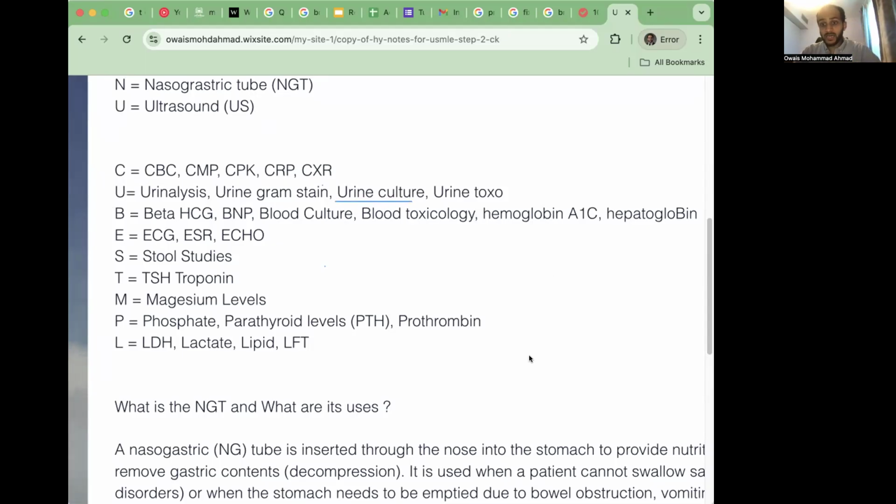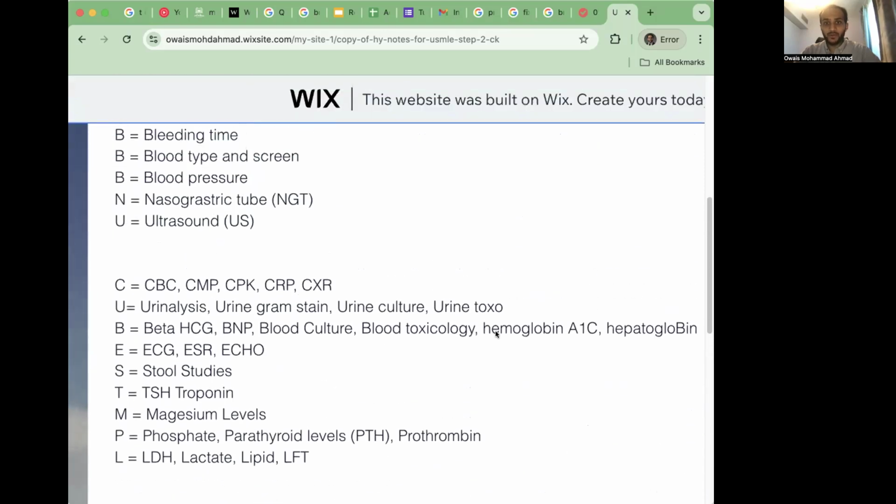And then we can see over here beta HCG. Then B is going to be blood natriuretic peptide, blood culture, and blood toxicology. Then hemoglobin A1C can also be here, and haptoglobin can also be over there. E is going to be your ECG, ESR, or echo. S is going to be stool studies. T is going to be your troponins, TSH, and M is going to be magnesium. P is going to be phosphate, prothrombin, parathyroid levels. L is going to be lactate, LDH, LFTs, and lipids. So that's going to be the overall mnemonic.